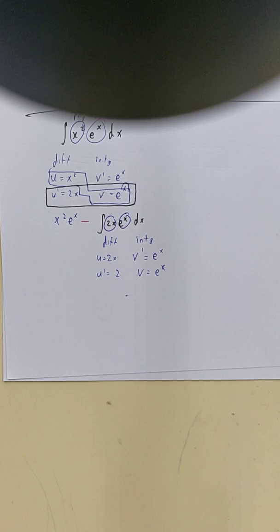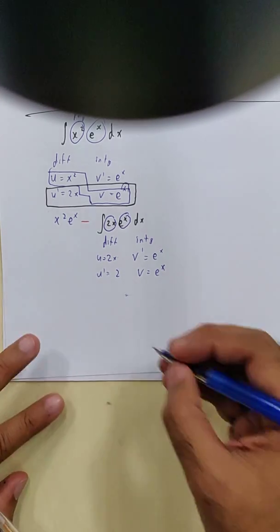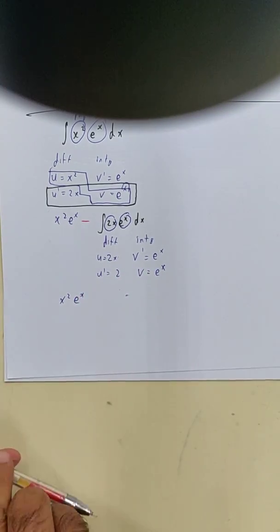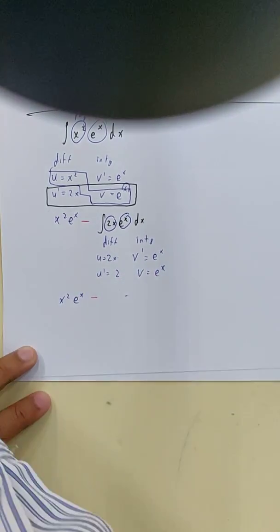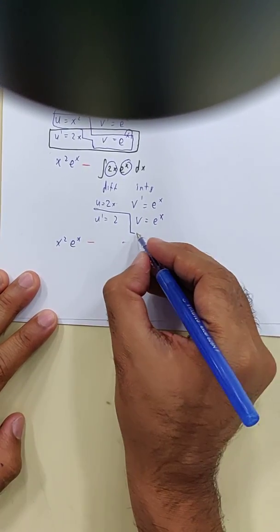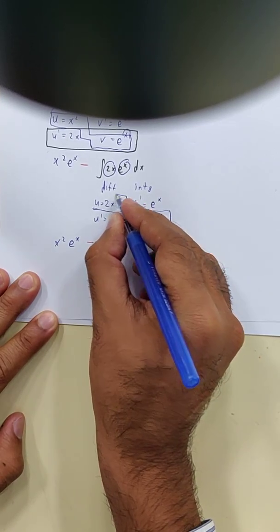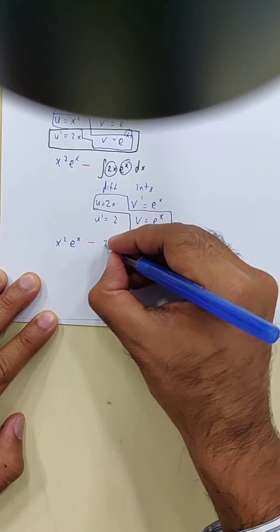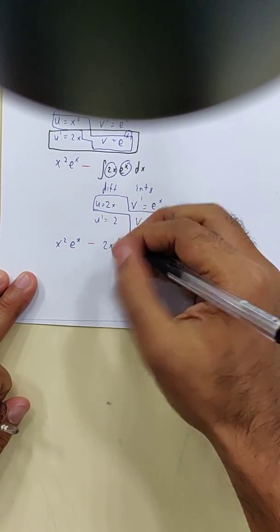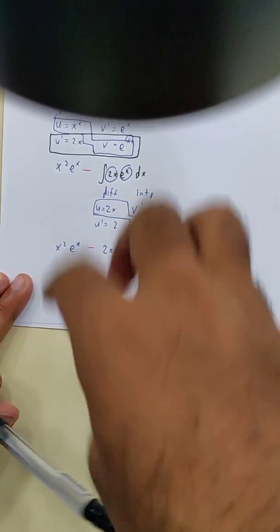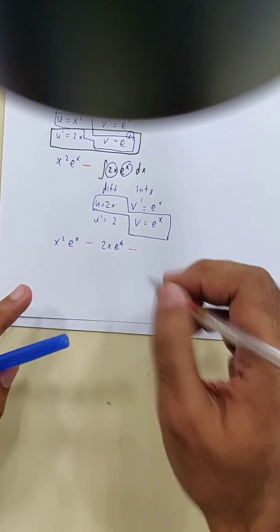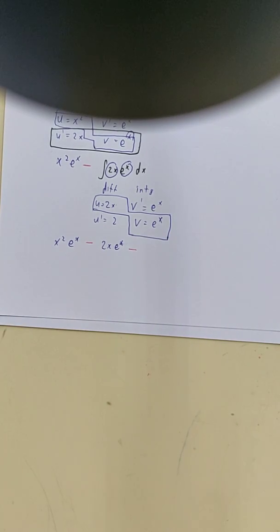Okay, so if I were to continue writing, I'll get myself something like this. X squared dx minus 2x dx. Let's try and see whether they got it right first.